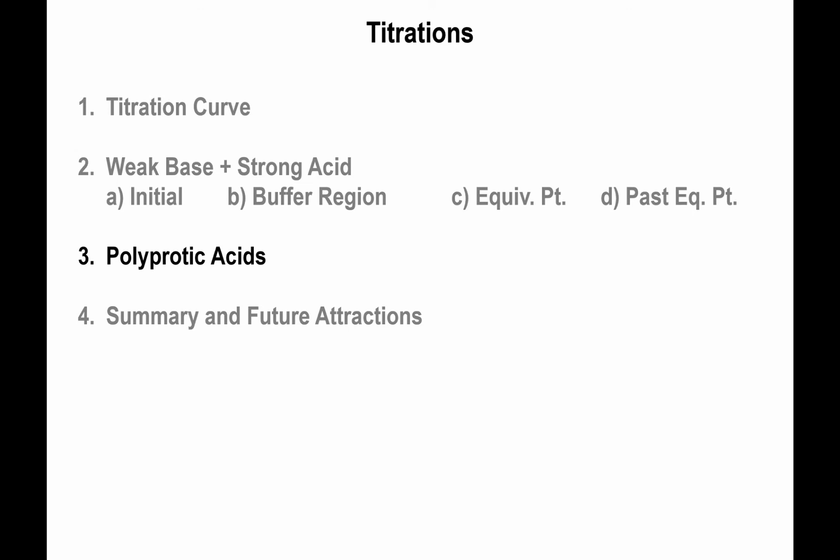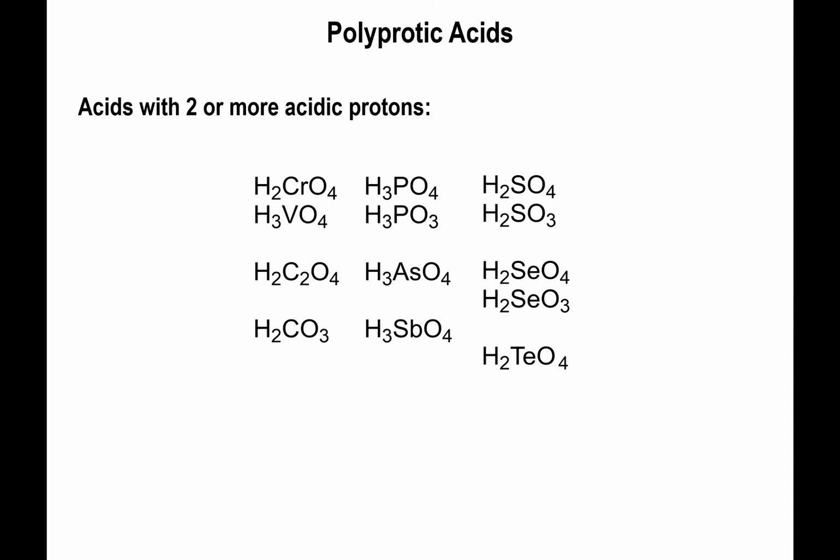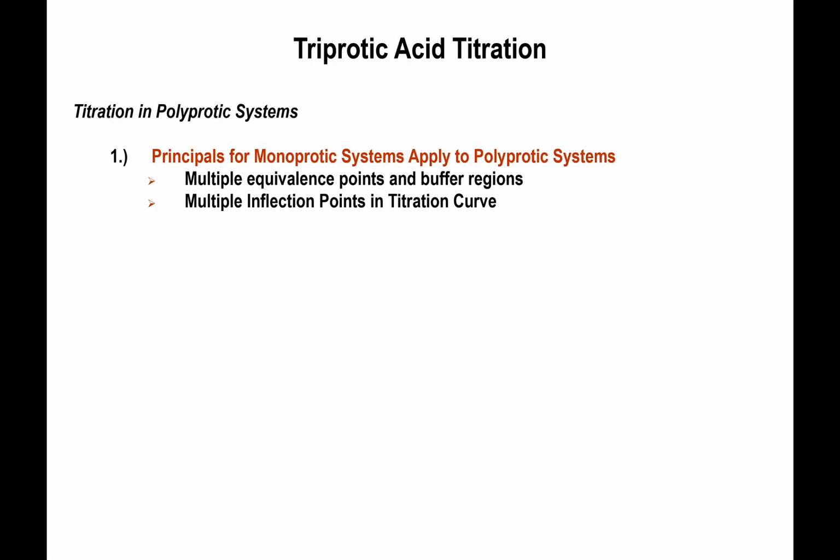Polyprotic acids. Let's take a look at this set of bad boys. Polyprotic acids, by definition, are acidic substances that have more than one proton available to be given up. So molecules like chromic acid, phosphoric acid, sulfuric acid, sulfurous acid, oxalic acid, carbonic acid, etc., can actually donate more than one proton. And so there is something interesting about the calculations for the pH of such species.